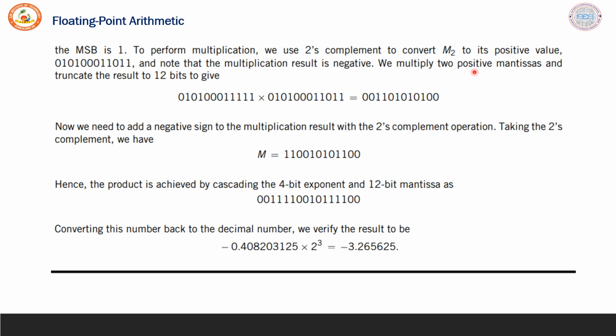So therefore, we multiply two positive mantissas and truncate the result to 12 bits to obtain the pattern which is shown here. Now this has to be converted to negative. It is done by taking 2's complement. So taking 2's complement of the result will give you a pattern which is shown here. This is the mantissa part of the result. Hence the product is achieved by cascading the 4-bit exponent followed by the 12-bit mantissa, and converting this number back to decimal, we can check that the result is this.